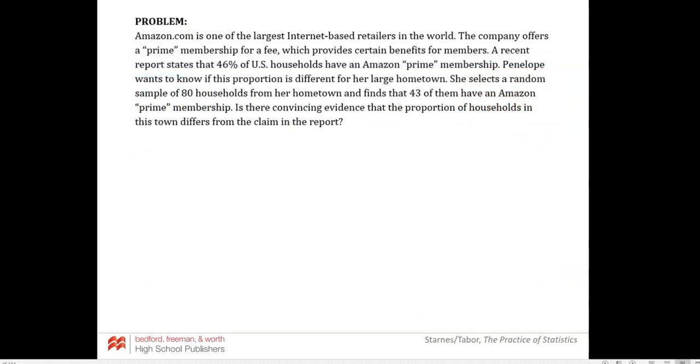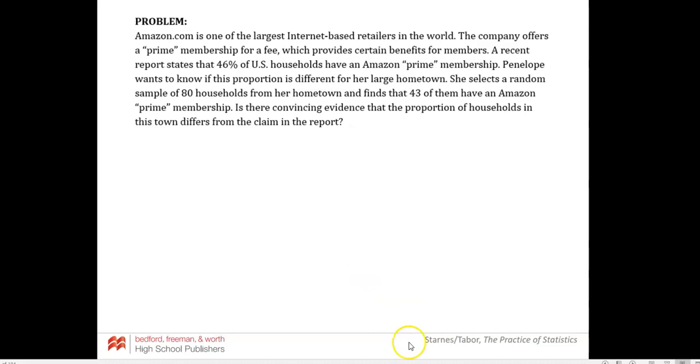Let's just try a few example problems here. Amazon is one of the largest internet-based retailers in the world. The company offers a Prime membership for a fee. You probably know that. A report states that 46% of U.S. households have Prime memberships. Penelope wants to know if this proportion is different in her large hometown. She selects a random sample of 80 households. Notice she said different, not greater or less. She finds that 43 of them have an Amazon Prime membership.